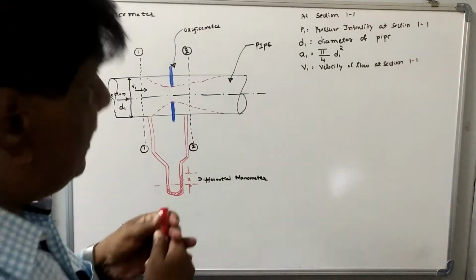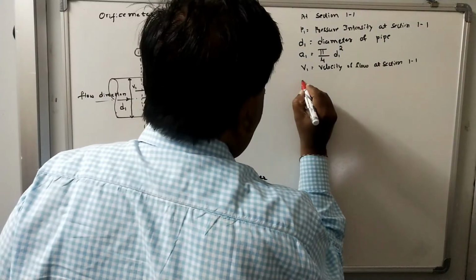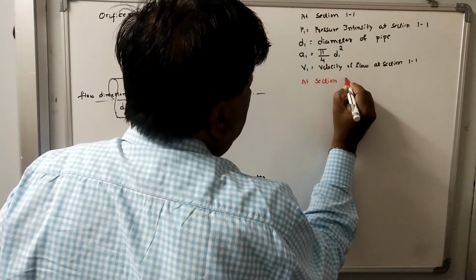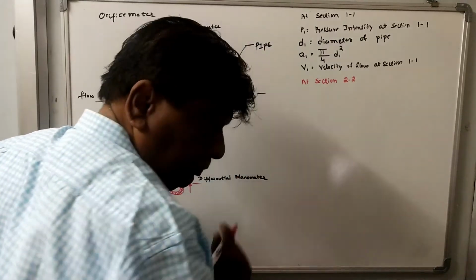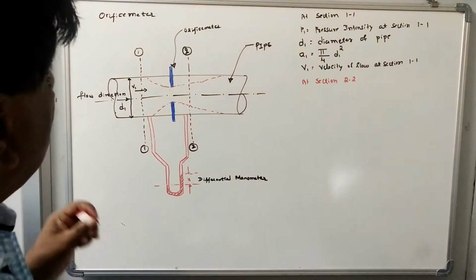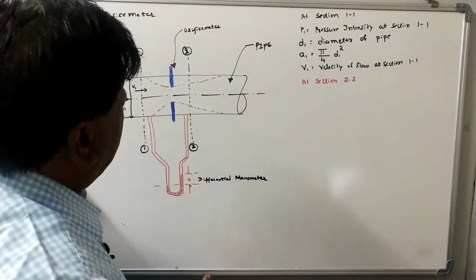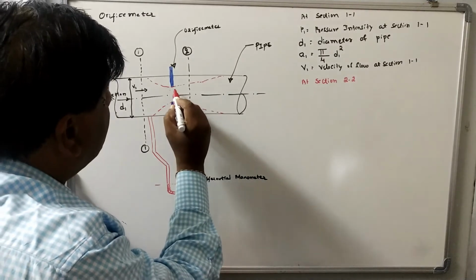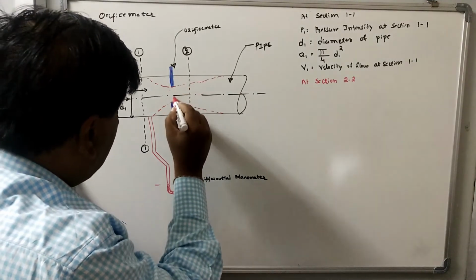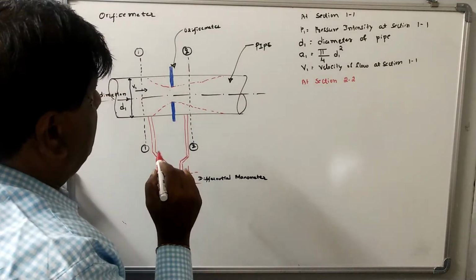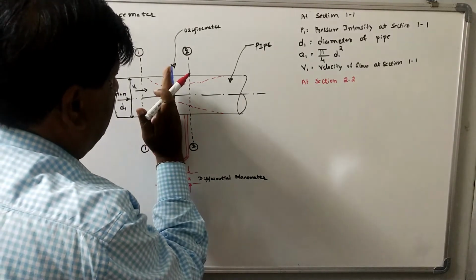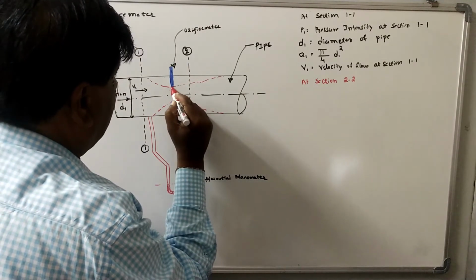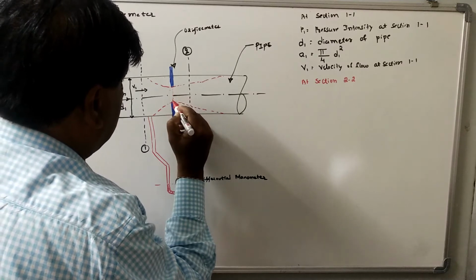Now similarly at section 2,2. Let us observe the figure where we have taken the section. We have not taken the section exactly at the orifice meter. We have taken the section just downstream of the orifice meter, or this hole. This is the hole, or opening.